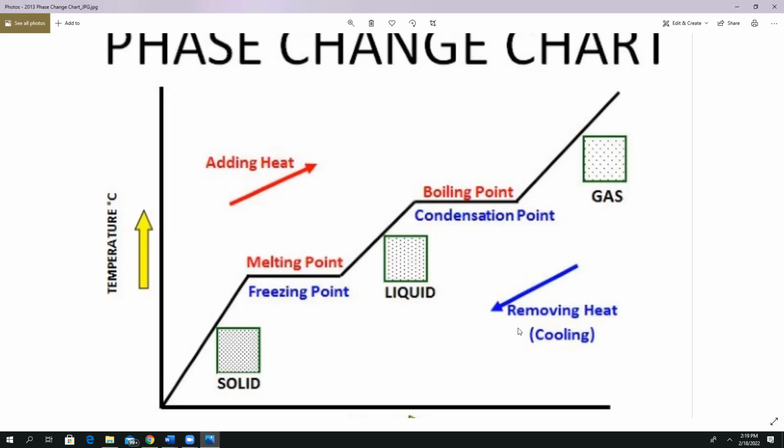And that is the cooling phase, right? So you got to cool down to come from a gas to a liquid, cool down some more to get to a solid. So you got to remove that heat. And that's one of the things that you have to remember.